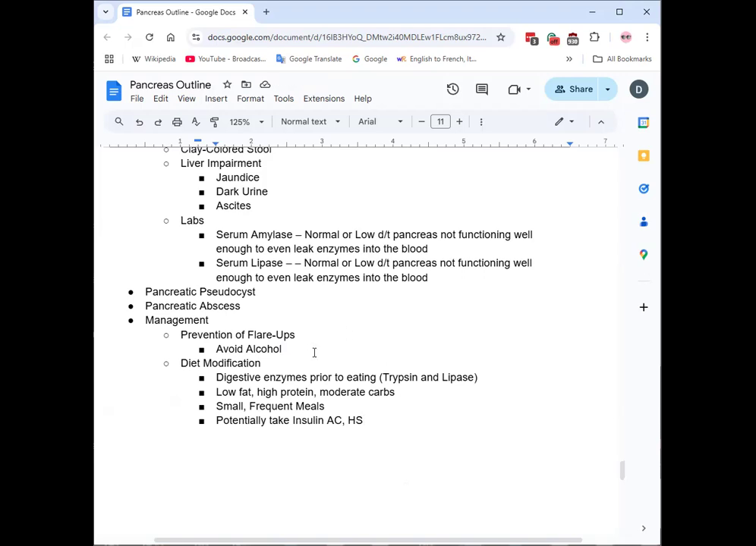And then another thing that might avoid a flare-up is caffeine. That can lead to stimulation of a flare-up.